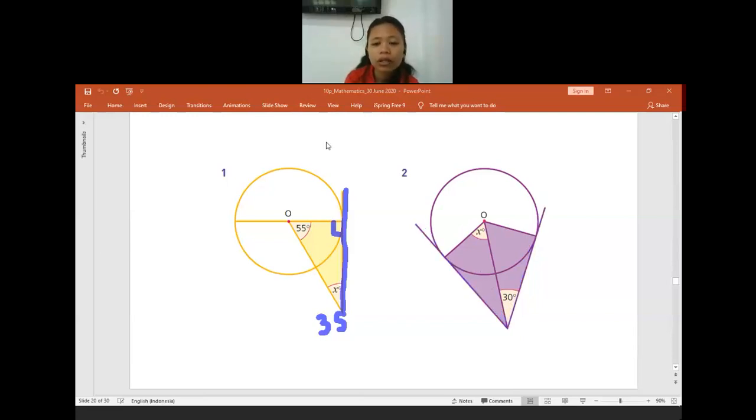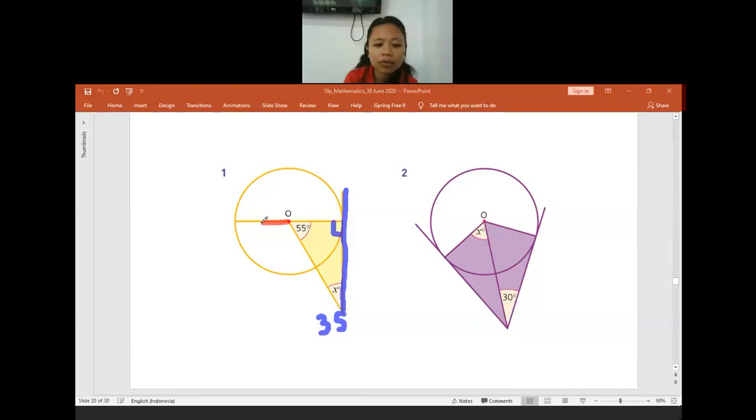Is there anyone still having difficulties or confused? Is there anyone confused? No. Okay. A radius is always from the center to the edge of the circle. We call it a radius. So this is the radius.